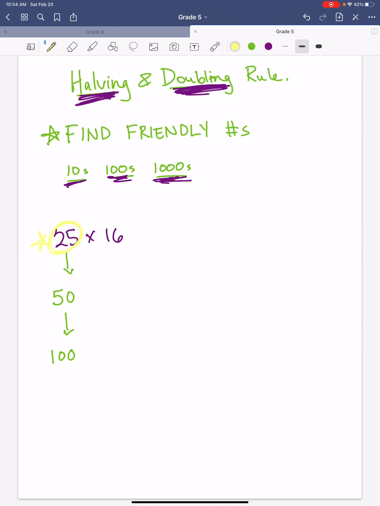Even when you're thinking of money, this is not $25. This would be 25 cents, right? And you would need 4 of those to make $1, right? Which is essentially double-double. Okay, so let's go back. I doubled this once to get 50. I doubled it twice to get 100.